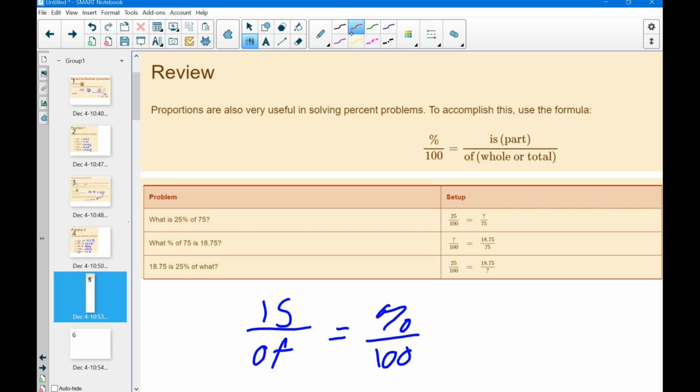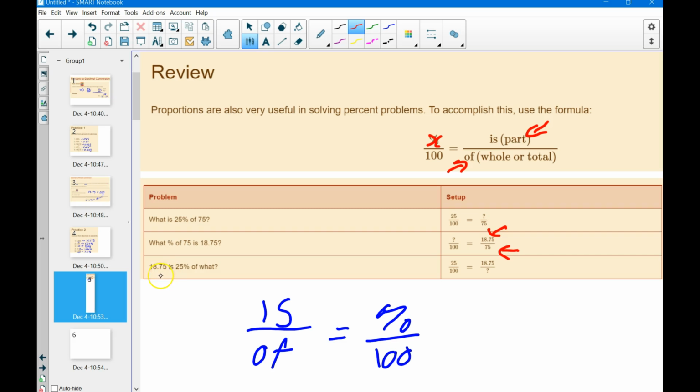Looking at the next one, you can see the percent over 100, same formula. This one says what percent, so this time what percent basically means this is what we're looking for, so we don't know that part. Of 75, so the 75 goes down here in the of place. See? Is 18.75, and the is on the top is where the 18.75 goes. So again, it's just reading the question closely and picking out the is, of, and percents and putting them in the equation. Once we get it done, it's just a matter of cross multiplying, and we're all experts at cross multiplying now.